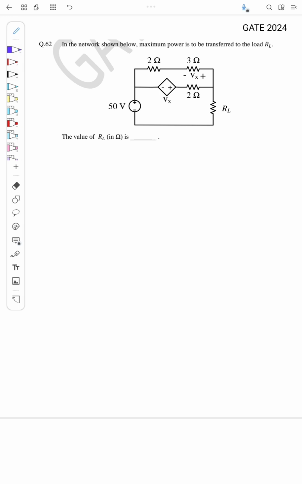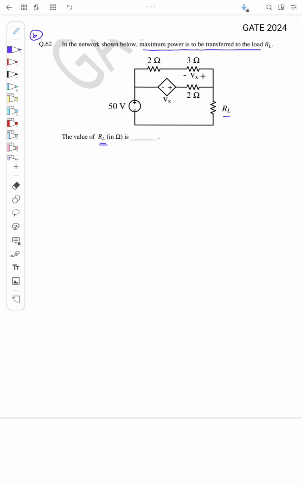So this is a question from GATE 2024. The question is, in the network shown below, the maximum power is to be transferred to the load RL. Okay, the value of RL is? So what should be the value of RL such that maximum power is transferred to the load?